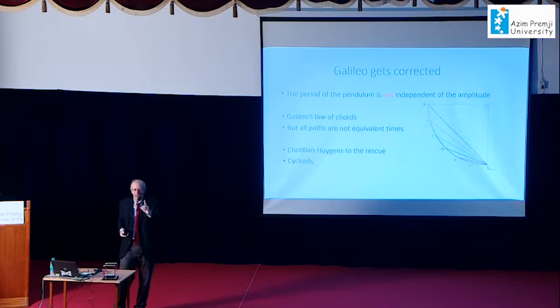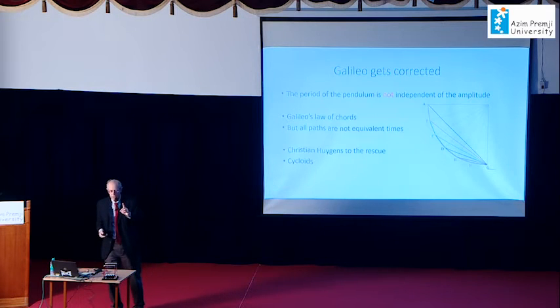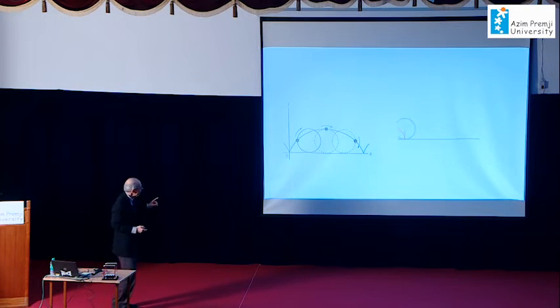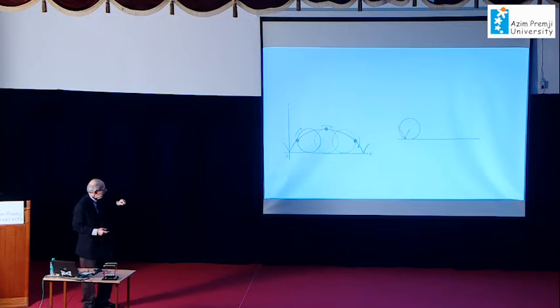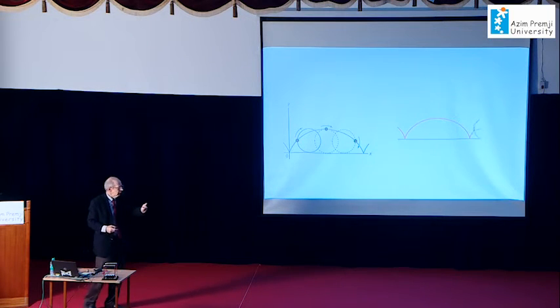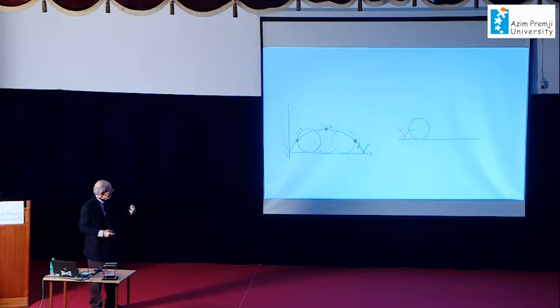Christian Huygens comes to the rescue. Christian Huygens says, cycloids. This will be the key. So here's a cycloid. If you take a marker and put it at the end of a wheel, and you map out the wheel like this, what will happen is you'll get a shape called a cycloid. It's not a circle, it's a cycloid.